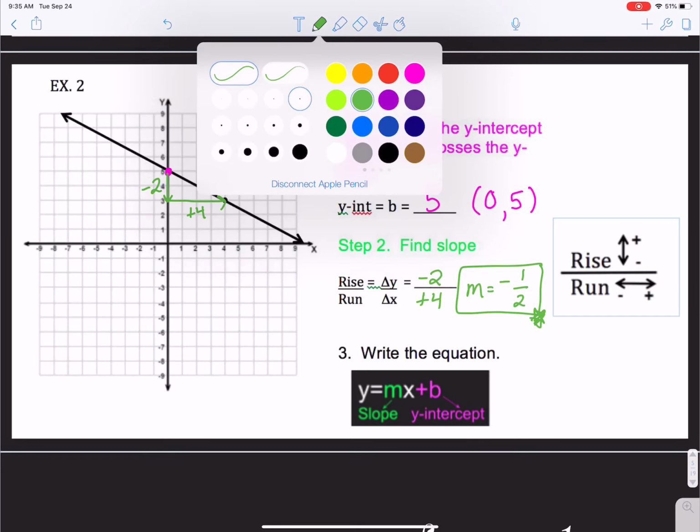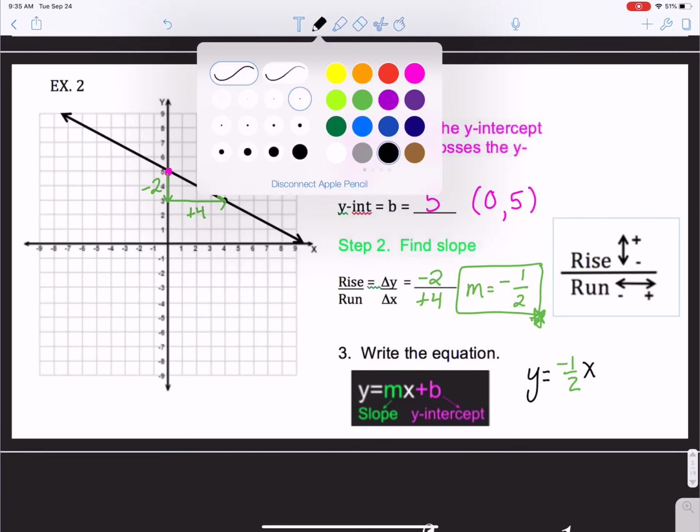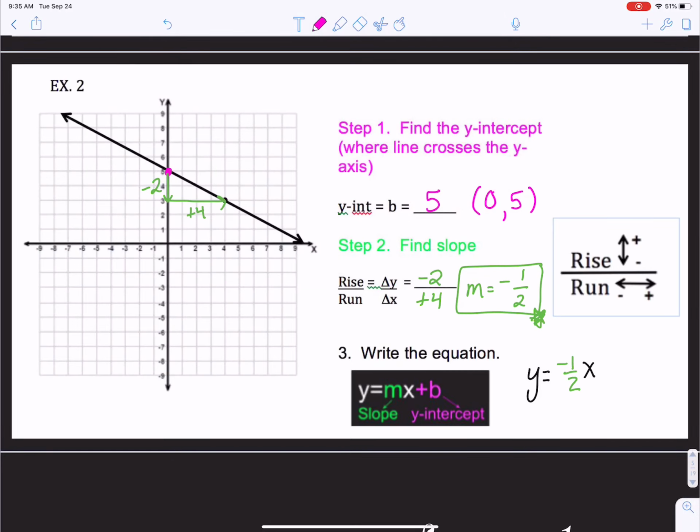And then the last step, again, is to write the equation. y equals, our m is -1/2, times x. And then plus b. In this case, our b is a +5, so we're going to have +5. So our final answer for this equation, the equation of the line that was graphed, is y equals -1/2 x plus 5.